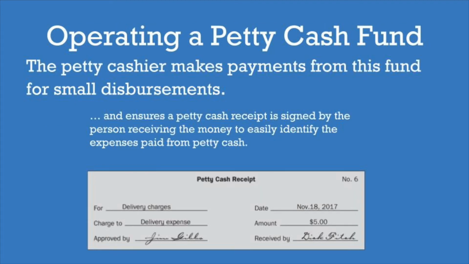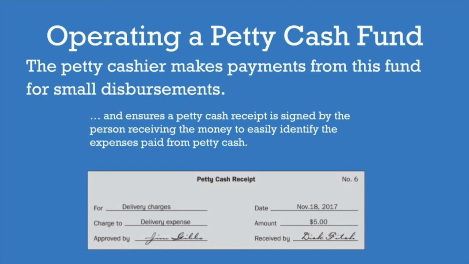When the petty cashier makes payments from the petty cash fund, a little petty cash receipt is used, such as the one here. So for example, someone comes in and they're delivering a product and it's $5. So what we do is we take $5 out of the petty cash jar and we give it to the person, and they go on their way. But we need to put in what's called a petty cash receipt there. So we have to figure out what the petty cash was for: delivery charges. It gets charged to the account called delivery expense. It was approved by an individual. Their name is written on it, the date, the amount, and received by. So we see who got the money, who sent the money, and what the money was for, and on what date.